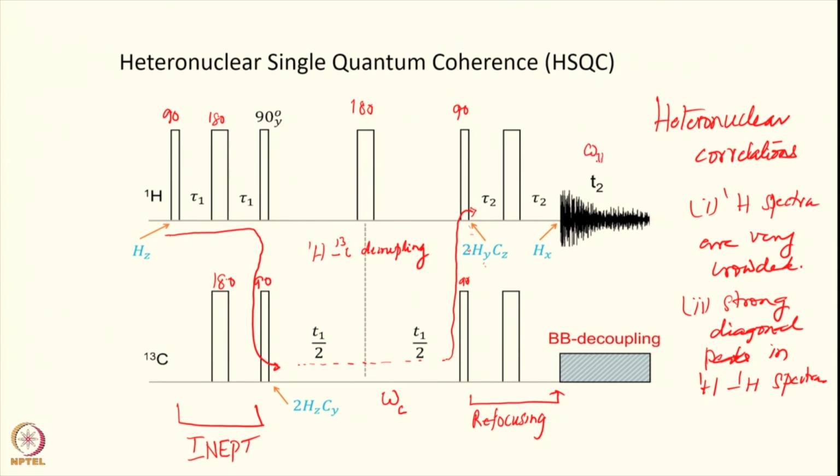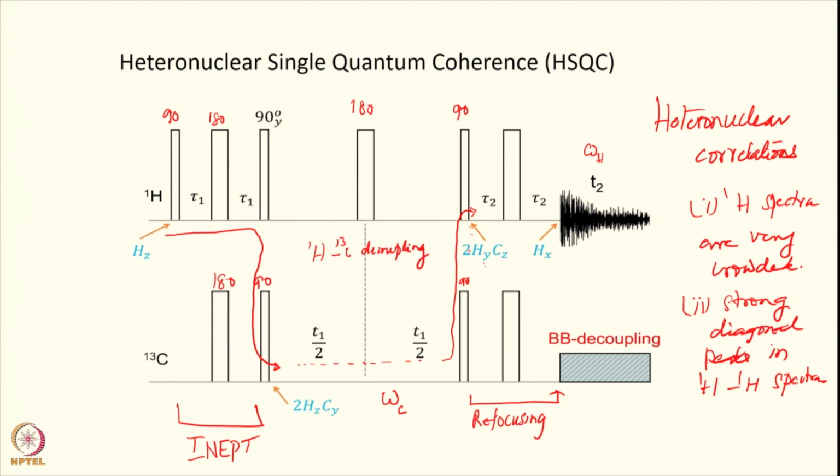Only the proton frequencies are present during the T2 period, there is no coupling. During the T1 period what do I have? I have only the carbon frequencies, I do not have the proton frequencies. Okay, so let me repeat this here.